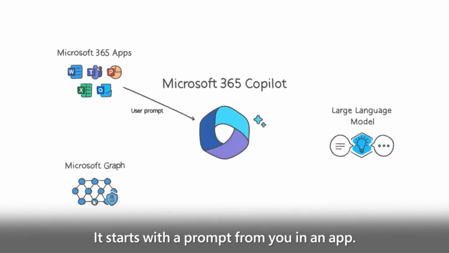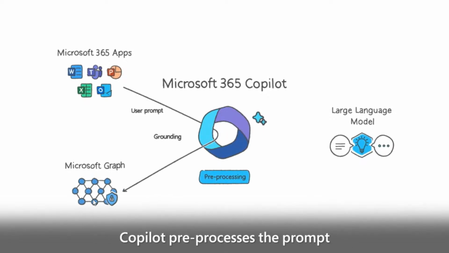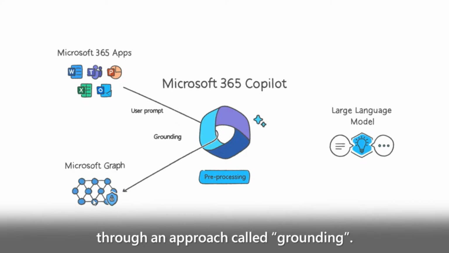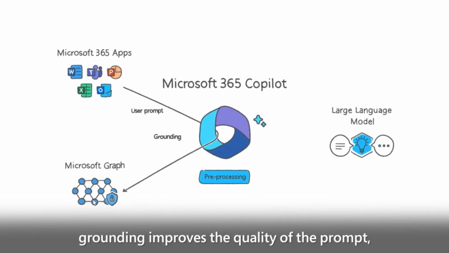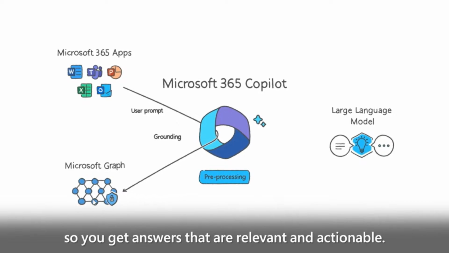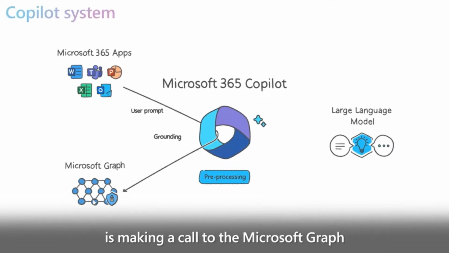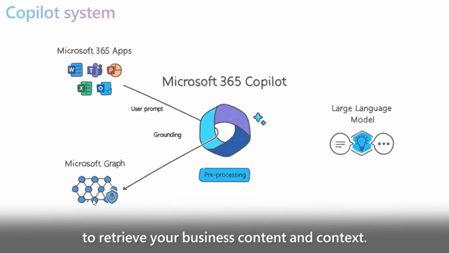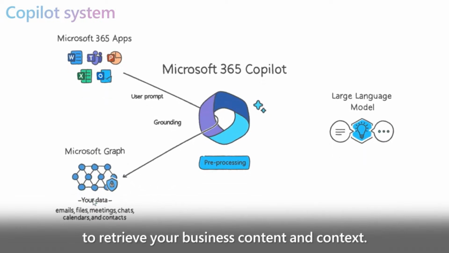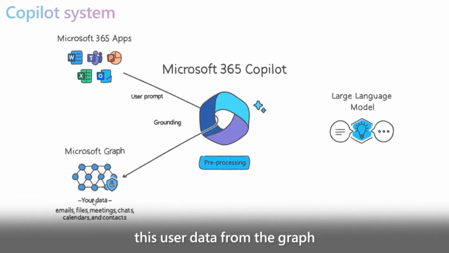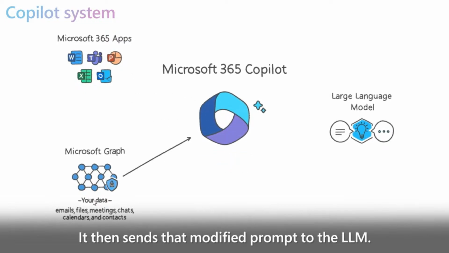It starts with a prompt from you in an app. Copilot pre-processes the prompt through an approach called grounding. Put simply, grounding improves the quality of the prompt, so you get answers that are relevant and actionable. One of the most important parts of grounding is making a call to the Microsoft Graph to retrieve your business content and context. Copilot combines this user data from the graph with other inputs to improve the prompt. It then sends that modified prompt to the LLM.